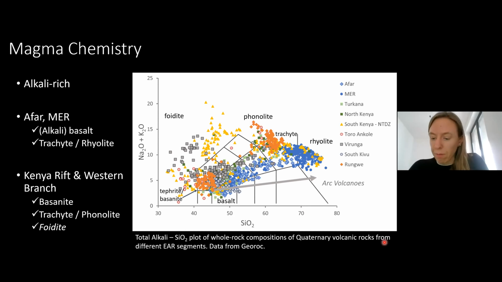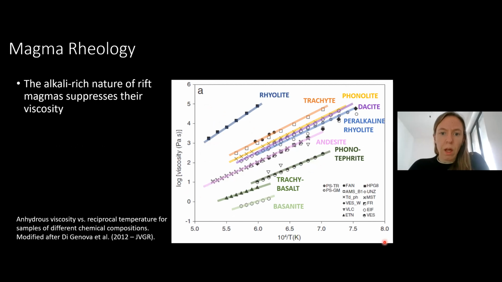As I said, that's where we base most of our understanding on crystallization kinetics, thermodynamic properties, and also rheology of magmas. When we look at the rheology, these are experimental data of viscosity versus reciprocal temperature on melts of different compositions. When we look at this, we see that alkali-rich compositions have a relatively reduced viscosity compared to calc-alkaline melts.